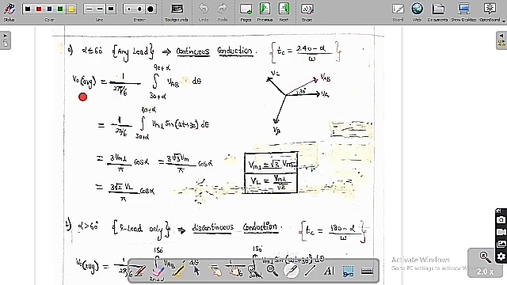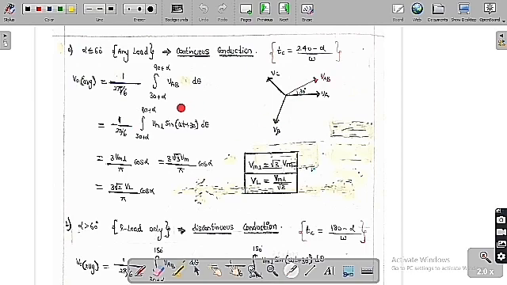Now I want to find the average output voltage. If there are 6 pulses, it is 1 by 2 pi into 6 into the integration from 30 plus alpha to 90 plus alpha. In 30 plus alpha to 90 plus alpha, T1 and T6 are conducting, and whenever T1 T6 are conducting, the output voltage is equal to VAB. So VAB d theta. I have already told you VAB is equal to root 3 into Vm into sine of omega t plus 30 degrees.